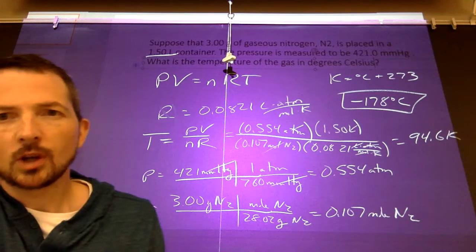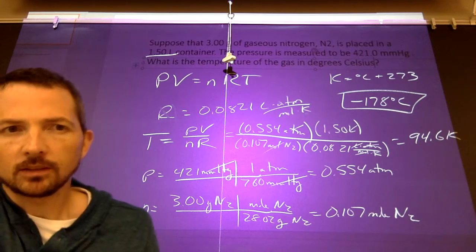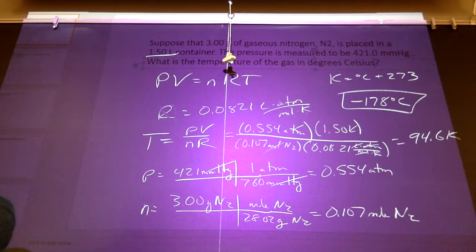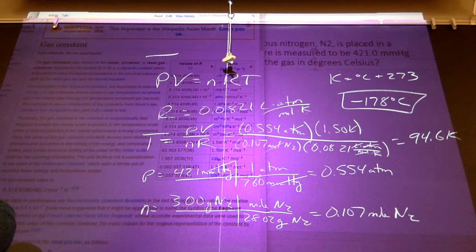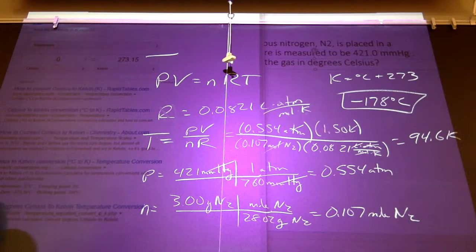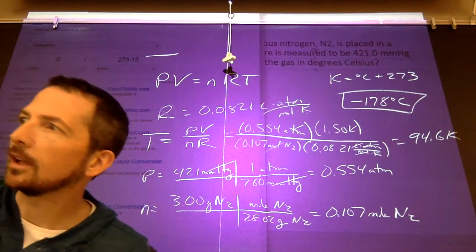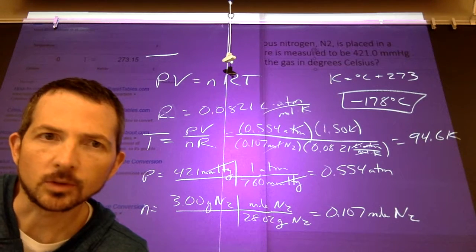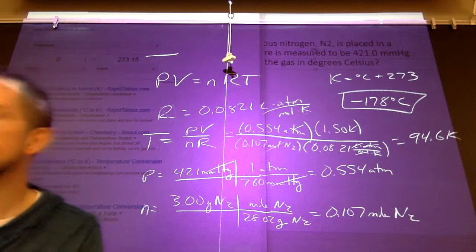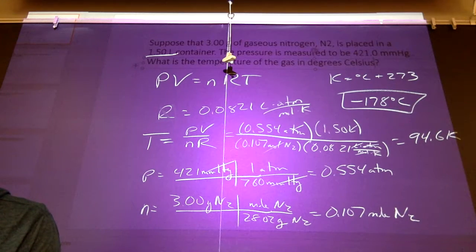And so remember, there are no negative values in Kelvin. Don't forget that. You can also look at your conversions. To go from Celsius to Kelvin, you add 273 to your Celsius temperature. Let's go ahead and look at another problem.